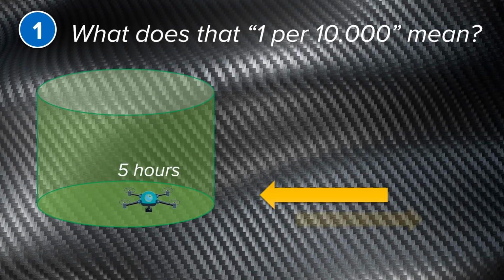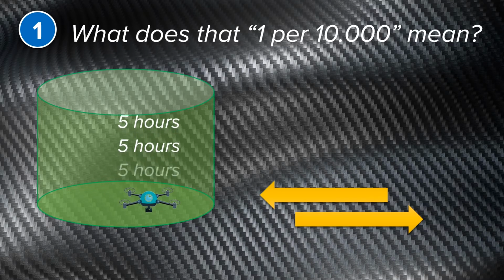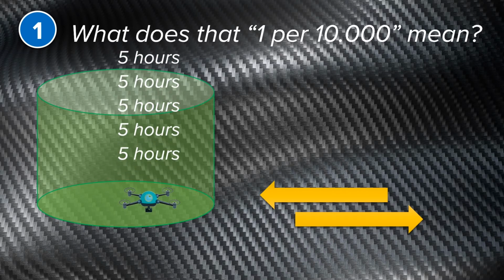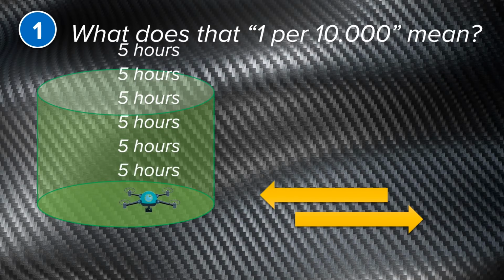Then you go home and come back the next day. And you fly for another 5 hours. You go home again and you come back again for yet another 5 hours of flight. And you keep flying 5 hours a day, every day for a long time. In fact, you keep doing this 2,000 times over. Because 5 times 2,000 is exactly the 1 over 10,000 requirement.